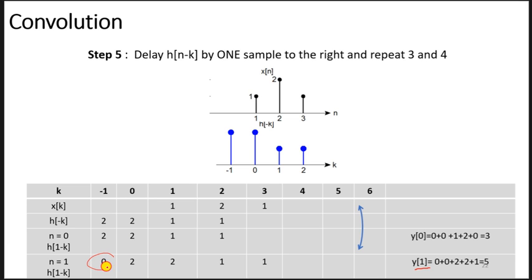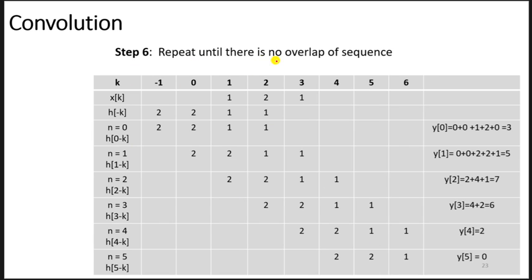So this part you multiply with the one above, this one with the one above, and so on for each. So you get 2, 2, 1. Then you add them all and get 5. So you repeat all of this. Repeat the steps until there is no overlap of the sequence, until this is the end of your first XK and this is your last. There is no more overlap.